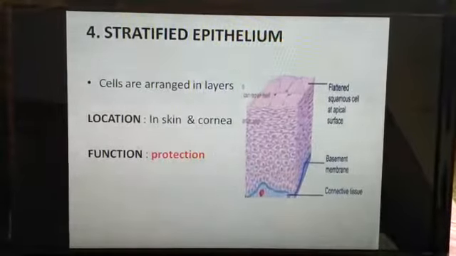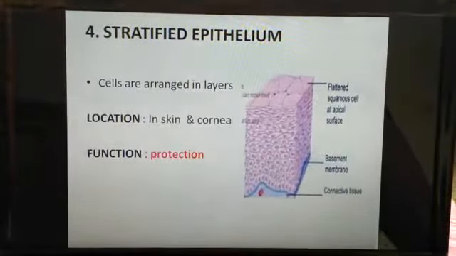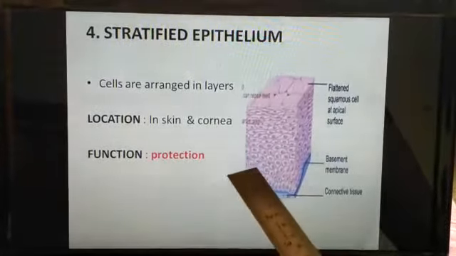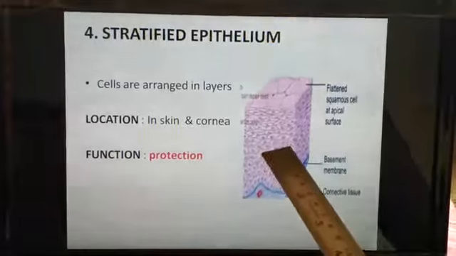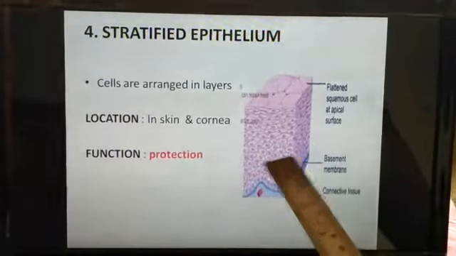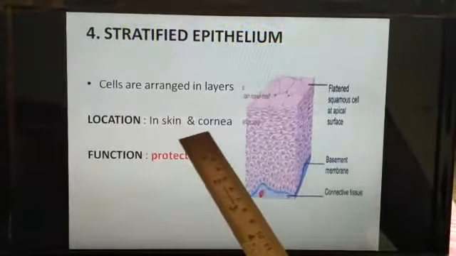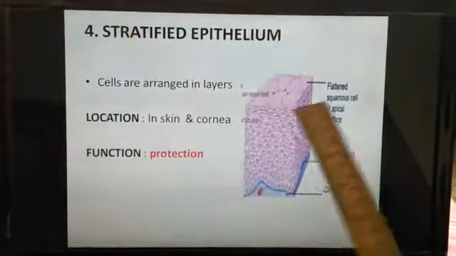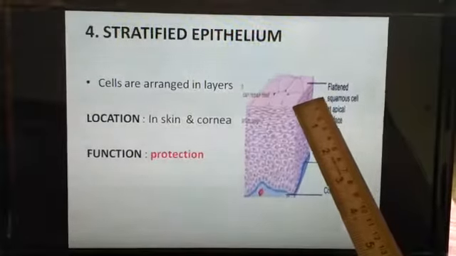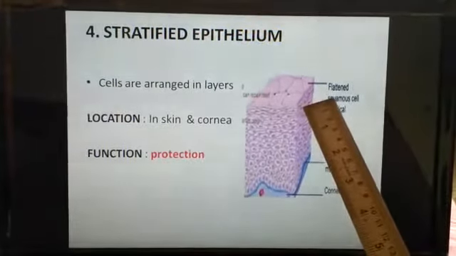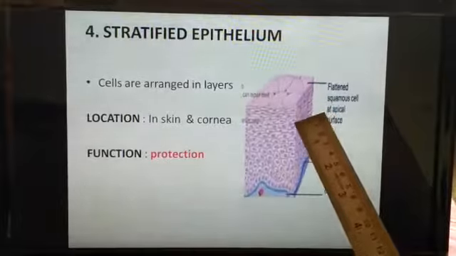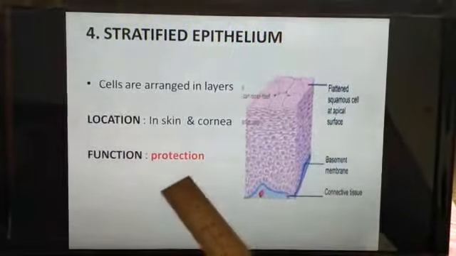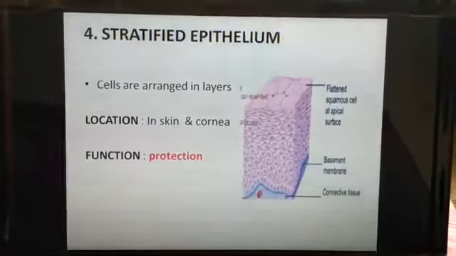The last type of epithelial tissue is stratified epithelium. Strata word means layers. This tissue consists of many cells arranged in layers, one above the other. This tissue is located in skin and in cornea. When we rub off our skin, it is the upper dead cells of stratified epithelium which get shed off. Since they are arranged in many layers, stratified epithelial tissue gives protection to the inner parts of the body.